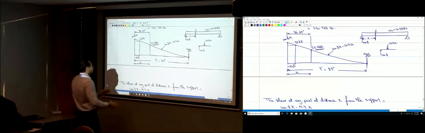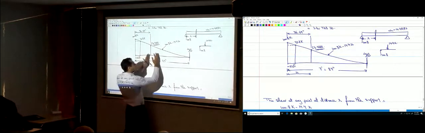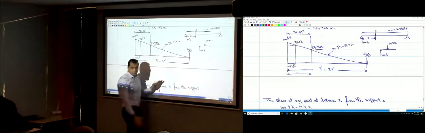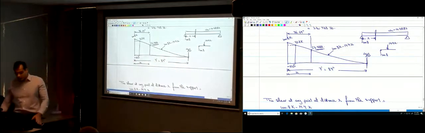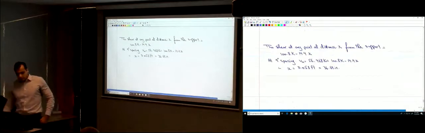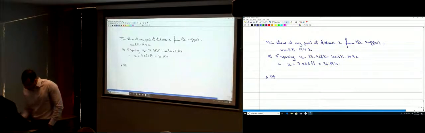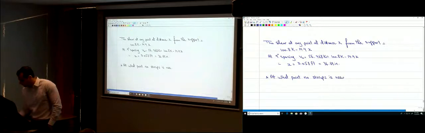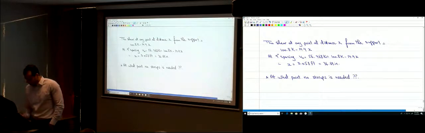So what I'm going to have here is a spacing of 5 inches and then 9 inches, and then at some point I won't put stirrups at all. I'll just stop my stirrups in the middle part. So at what point is no stirrup needed? The answer is when V ultimate is less than V_c divided by 2.